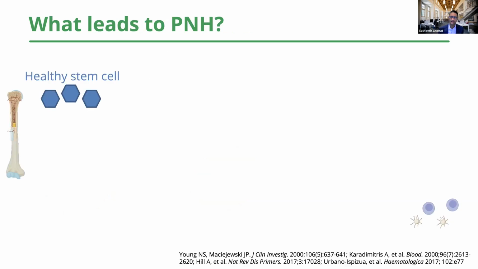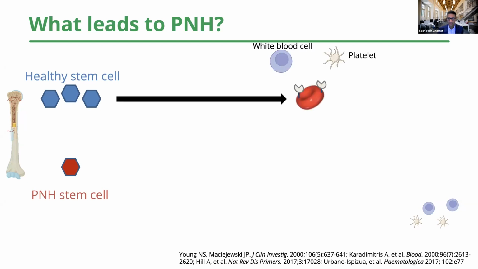So what is the underlying mechanism, or what leads to PNH? I've shown here a bone, and inside is the bone marrow. And as you can see, here are these stem cells. These stem cells are made inside the bone marrow, and they mature to any kind of blood cell. It can be red cells, white blood cells, platelets, and other types of white blood cells. Now, I've also shown a PNH stem cell, and that occurs when there is a gene defect, as we discussed earlier, the PIGA gene defect.